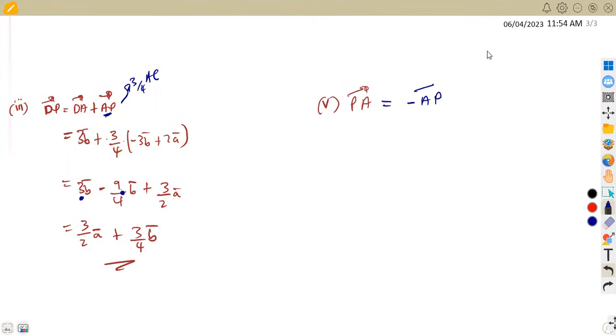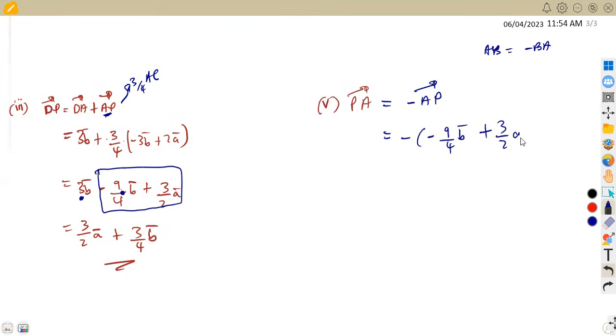Remember what I said, if you're given vector AB, it's simply minus vector BA. So PA can be calculated from minus the vector of AP. AP is the one that we simplified up to this stage here. So this is the stage where you simply multiply by a negative. That will be B plus 3/2A. So you can simply multiply this by a negative.